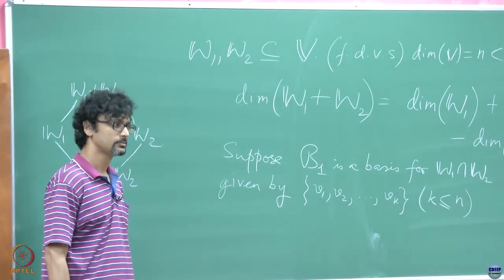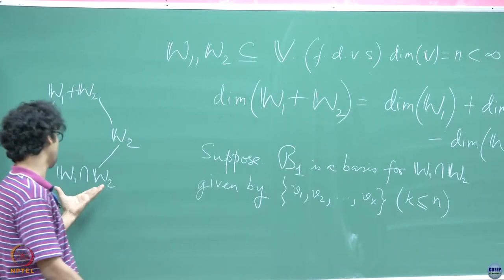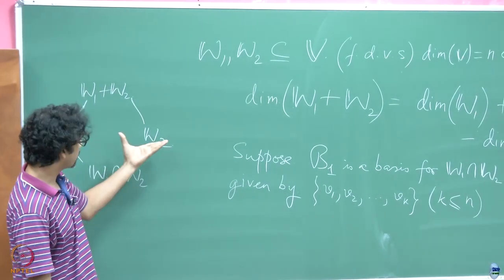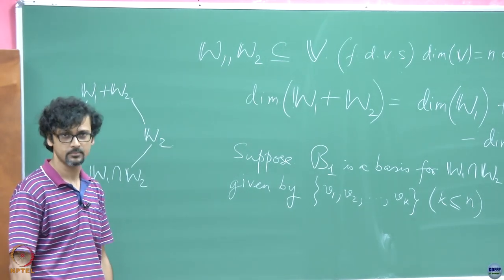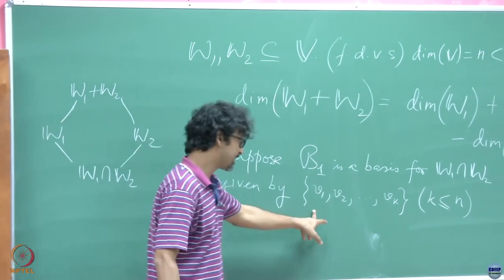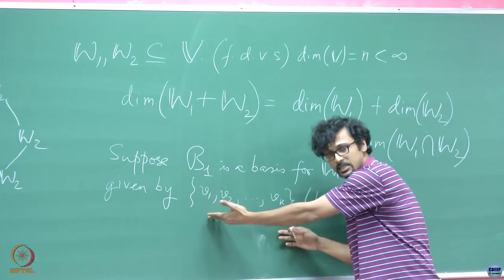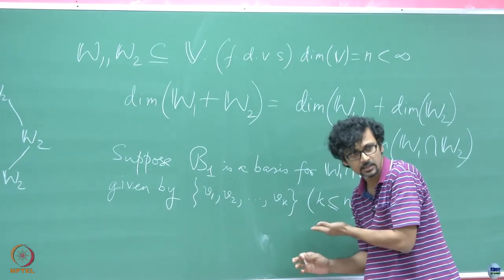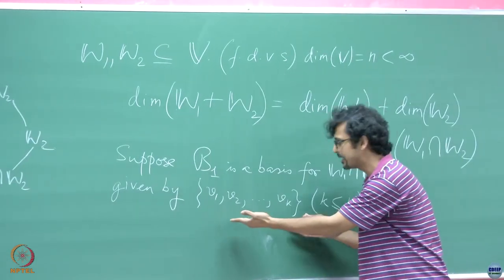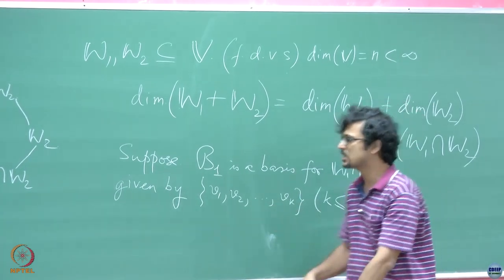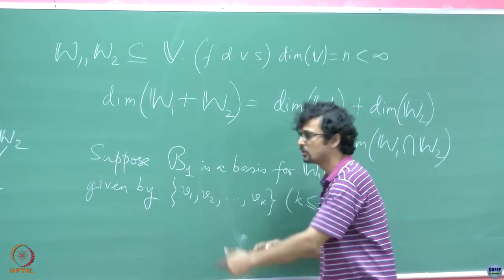Right? Now, if I look at this as a bunch of vectors contained inside W1 intersection W2, it's also a bunch of vectors contained inside both W2 and W1. Yeah? So therefore, this can further be extended, because by being a linearly independent basis, it is obviously a linearly independent set sitting inside either of those two subspaces. So I can extend this linearly independent set to form a basis for W1. I can also extend the same set to form a basis for W2.